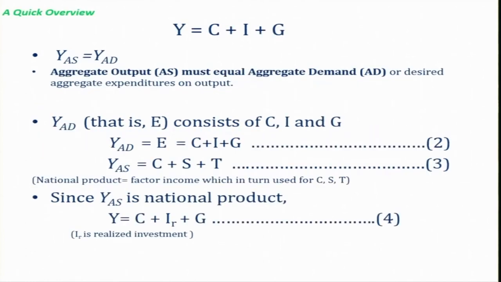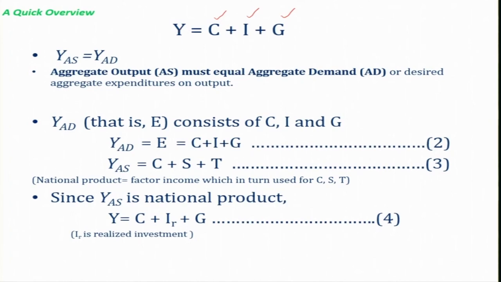So, coming to the first part, let us make a quick overview of the basic, simple Keynesian model that will help us to discuss the IS curve. In the simple Keynesian model, in a closed economy, aggregate demand Y is equal to consumption plus investment plus government expenditure. Consumption means the expenditure on goods and services by households. Investment means expenditure on capital goods by firms. G means government expenditure in the economy. So that is the aggregate demand.